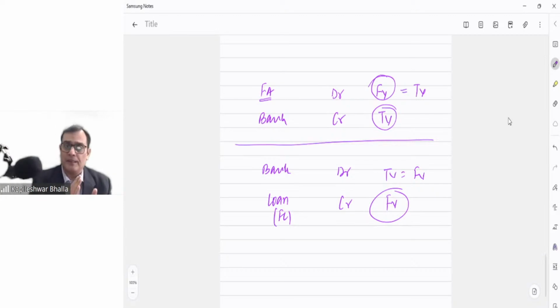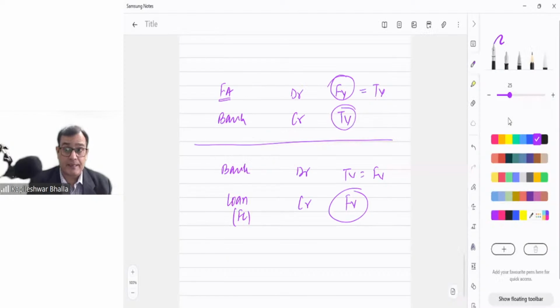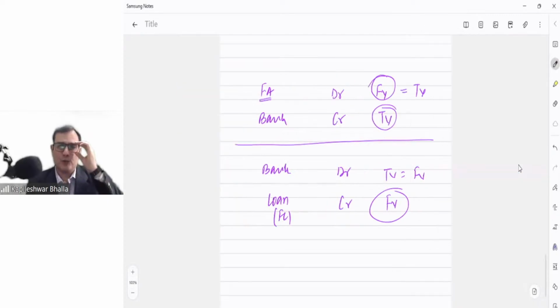So remember one thing, that all the financial assets and all the financial liabilities are initially taken at a fair value, but there are certain exceptions. There are certain exceptions when the financial assets and financial liabilities are not initially taken at a fair value. So let me give you those exceptions also.